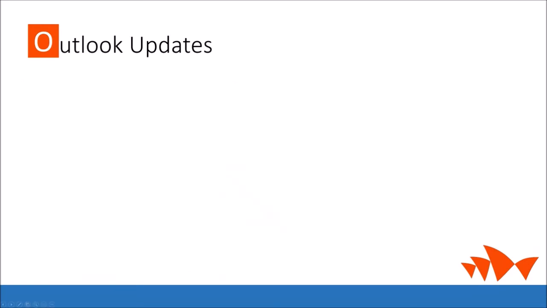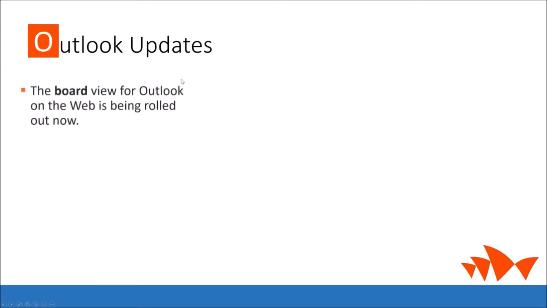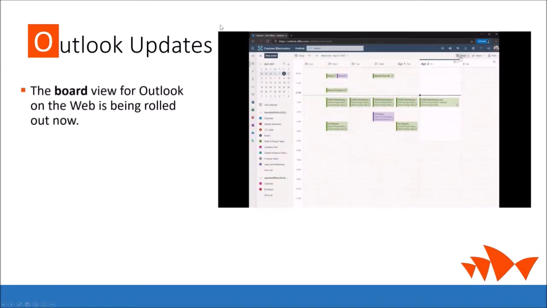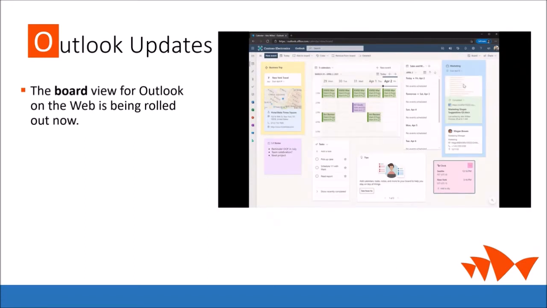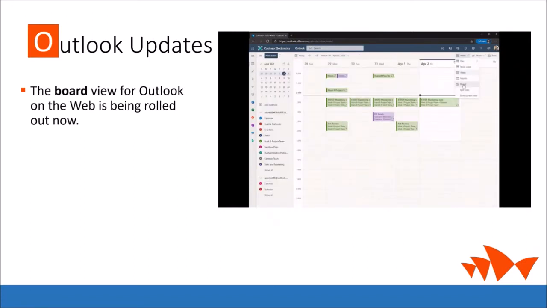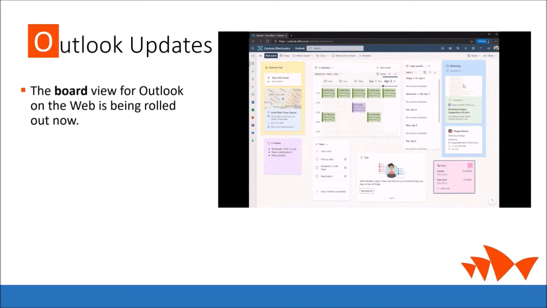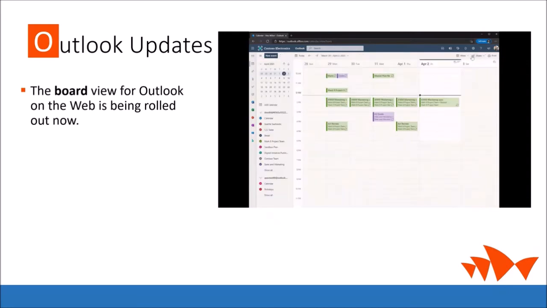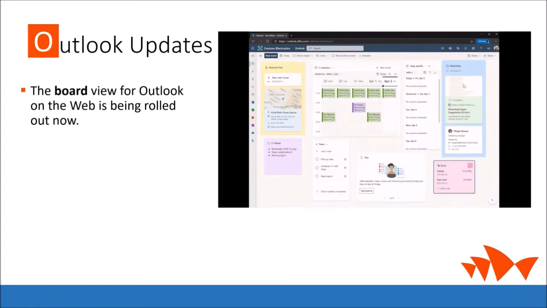The final set of updates are around Microsoft Outlook. Most interestingly of these, there is a new board view for Outlook on the web. So just to be clear, this is not a feature that they've rolled into the app. It's kind of a new view on the calendar. So you would go to Outlook on the web, you'd switch to calendar view, and then you can see here you can switch to the board view once you're in the calendar.